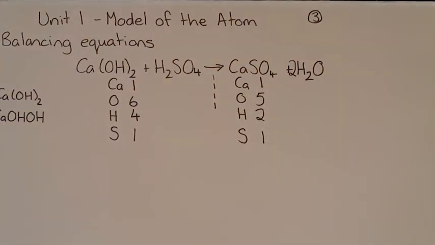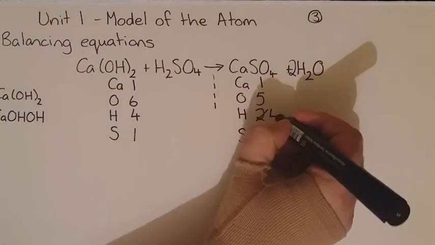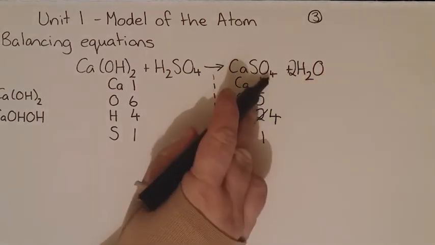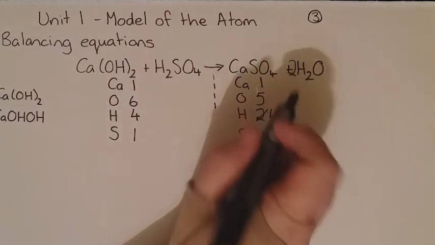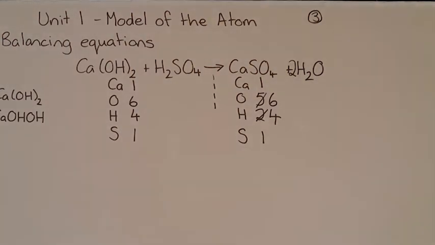At this point, I need to do a recount of the hydrogens and oxygens. 2 times 2 makes 4. 4 oxygens here and 2 oxygens here makes 6, and the equation is balanced. The key to balancing equations is to always make sure that when you are counting your atoms up on each side of the equation, that you count them very, very carefully.